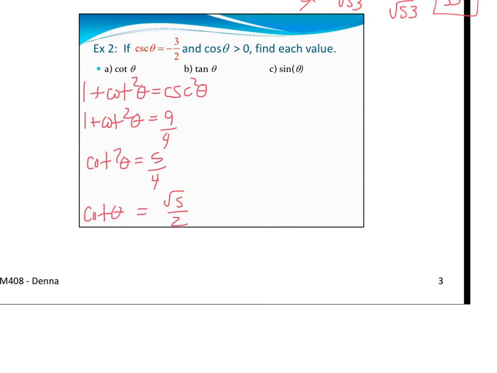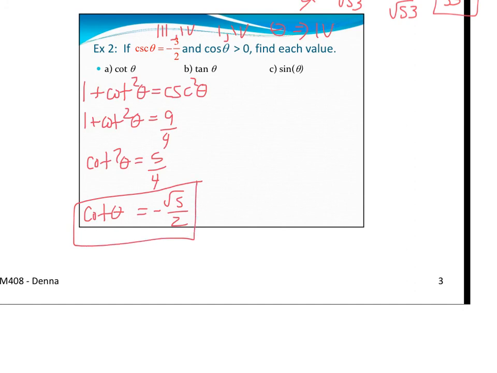Now to figure out the sign of our problem, we know that cosecant is negative, which would occur in quadrants 3 and 4, and we know that cosine is positive, which happens in quadrants 1 and 4. Therefore, angle theta is located in quadrant 4. And so that being said, cotangent of theta is equal to negative root 5 over 2.